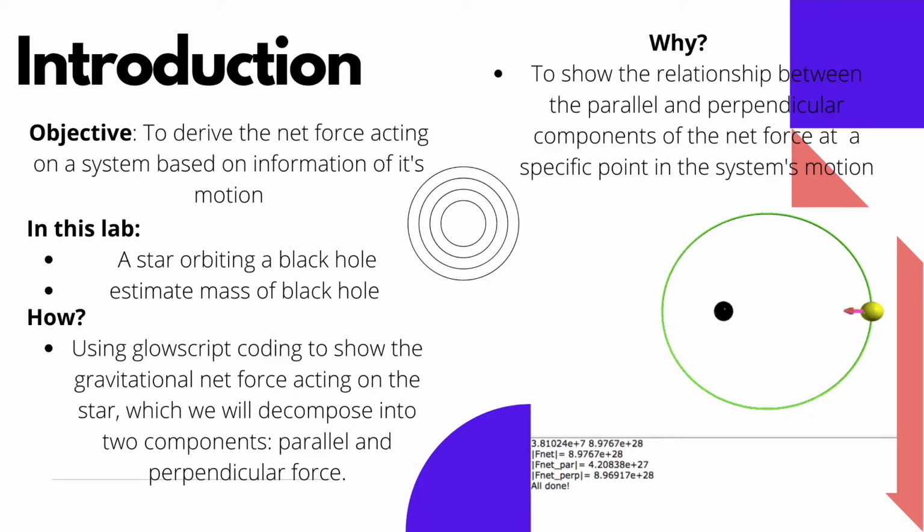Now, how are we going to do this? We're going to use GlowScript coding to show the gravitational net force acting on the star, which we will decompose into two components, its parallel and perpendicular force. Using this information, we're going to estimate the mass of the black hole.